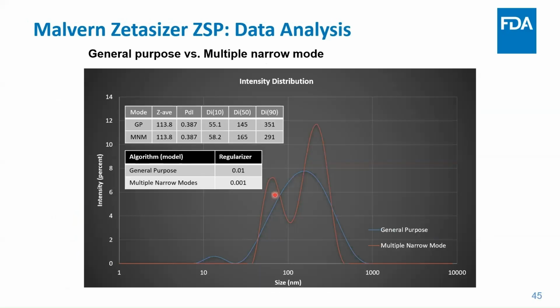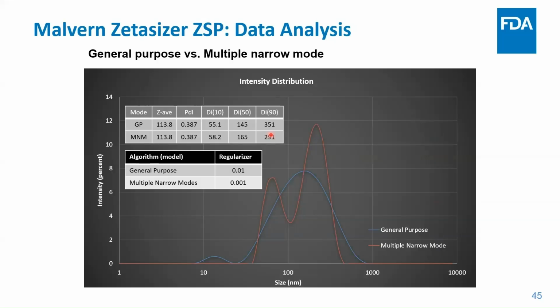And again, we can look at an intensity distribution, just the general purpose mode versus multiple narrow modes using different regularizers. In general, especially if you're just looking at the intensity distribution, the Z average will never change, nor will the PDI, but you'll get slightly different D10, D50, D90 based on intensity. So this is just another thing to note when you're looking at how they are actually doing their data processing.